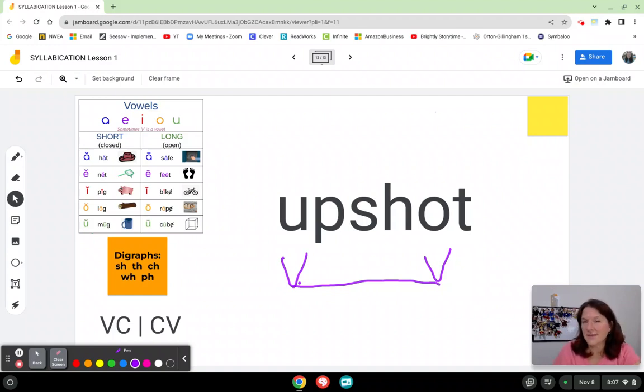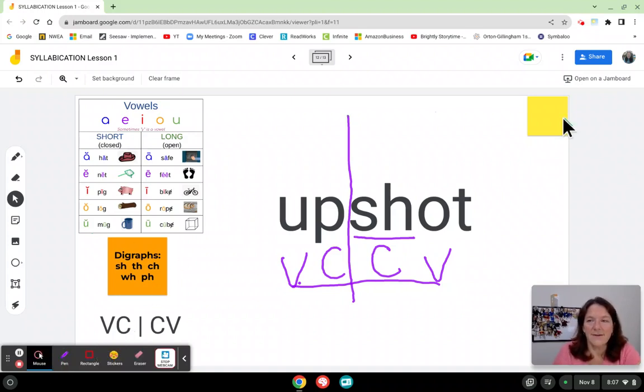The PS or the SH? If we look over here, yes, SH is going to go together to make the sound shh. That's one of our consonants. The P is our other consonant. And then I know I'm going to split it right there. And it becomes the word upshot.